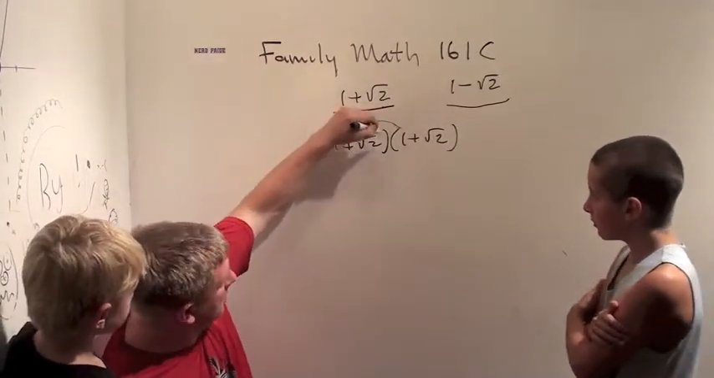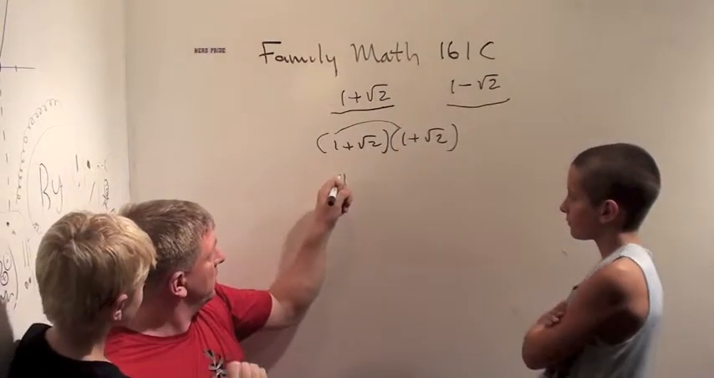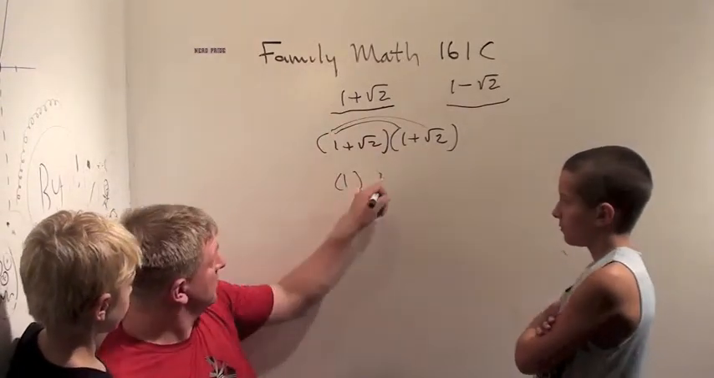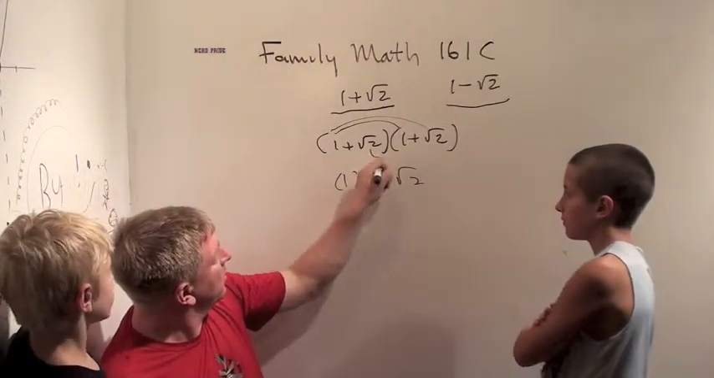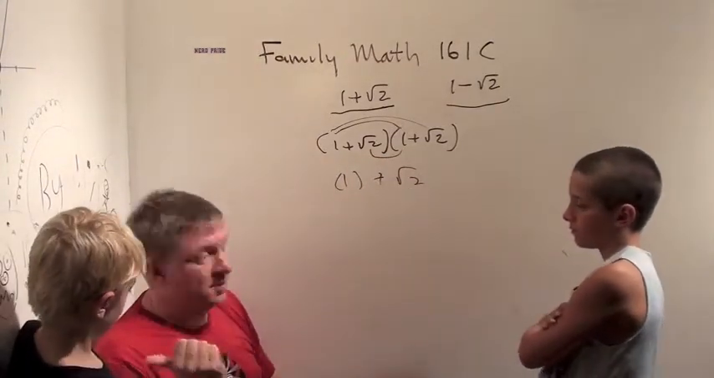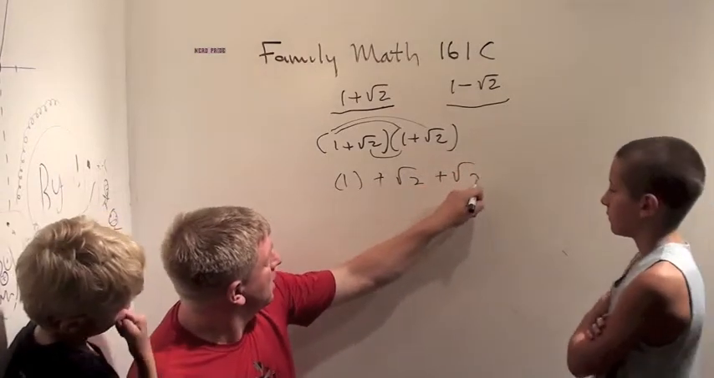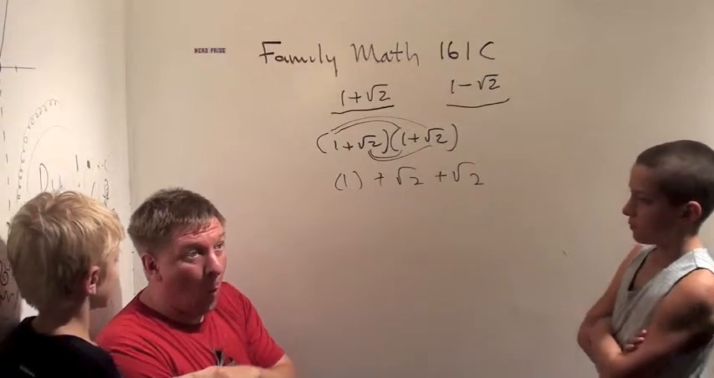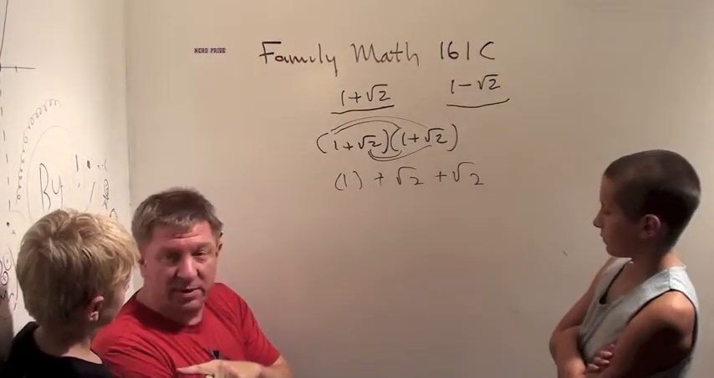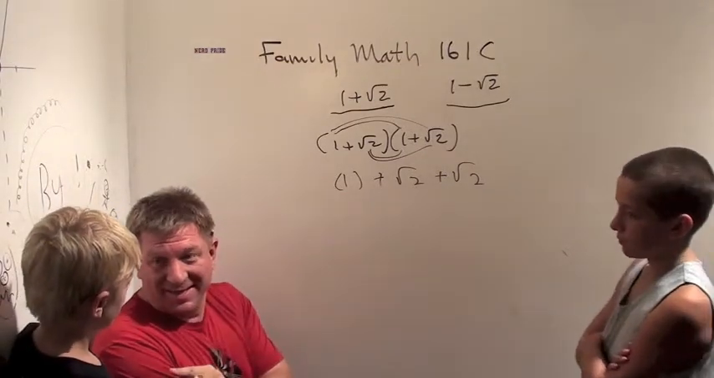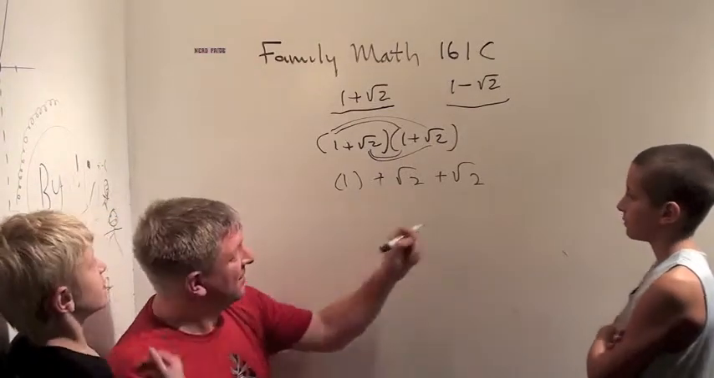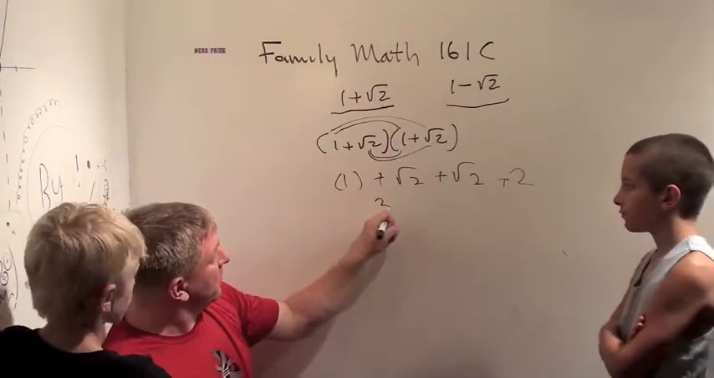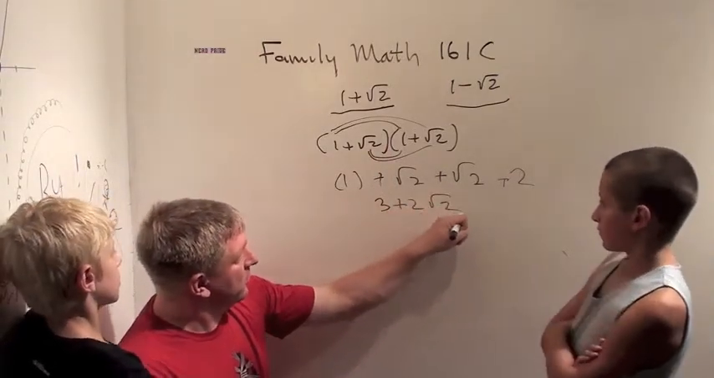So here I'm going to do 1 times 1, which is 1. 1 times the square root of 2, which is the square root of 2. The square root of 2 times 1, which is the square root of 2. And the square root of 2 times the square root of 2, or the square root of 2 squared, which is 2. So when I square this, 1 plus the square root of 2 squared, I get 3 plus 2 times the square root of 2.